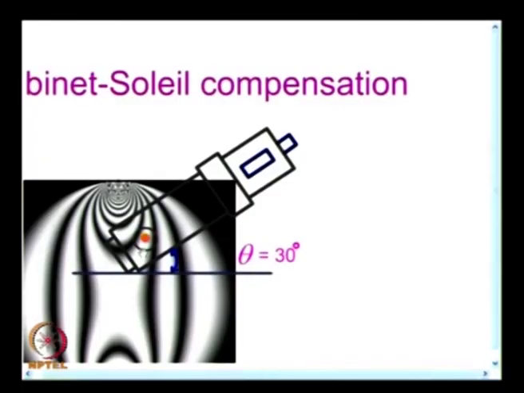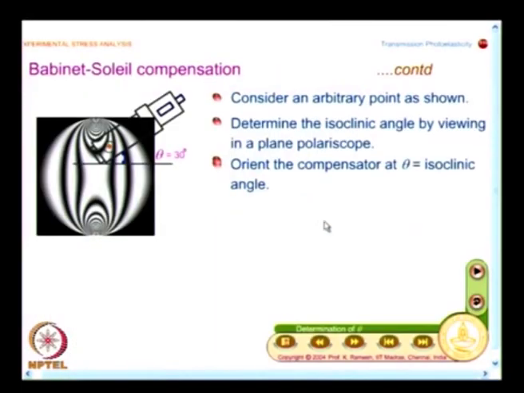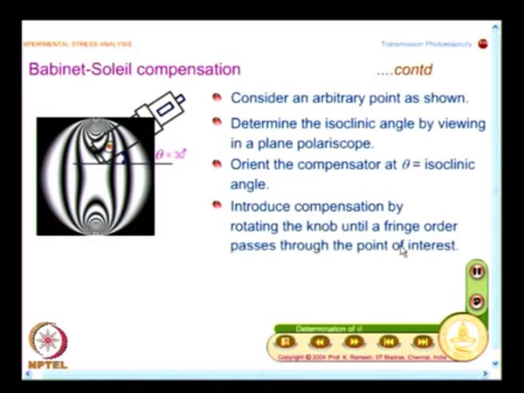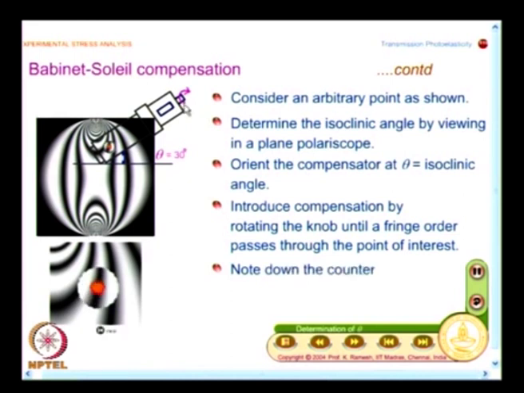Until I rotate the knob and make a fringe move to this point of interest, I will not know how to interpret the data. Now what I am going to do is rotate the knob in such a manner that a fringe passes through the point of interest. So, that is what is shown. You are rotating this knob, and in the field of interest I have a fringe that passes through the point of interest.